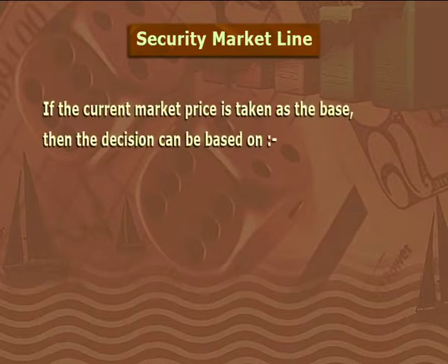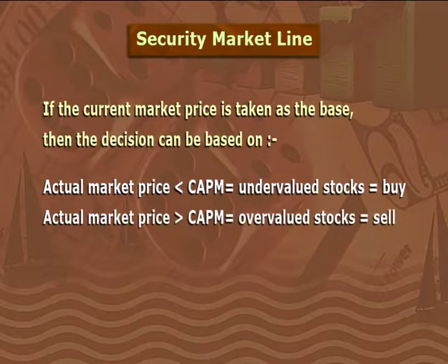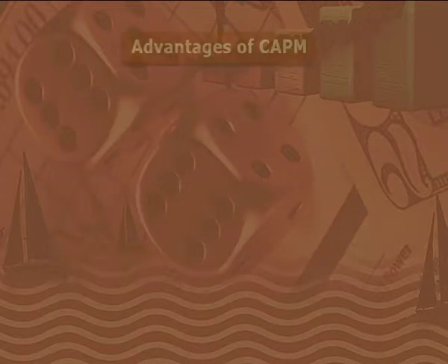If the current market price is taken as the base, then the decision can be based like this. If the actual market price is less than CAPM, the stocks are undervalued and hence can be bought. If the actual market price is greater than CAPM, then the stocks are overvalued and hence can be sold. If the actual market price is equal to CAPM, the valuation again seems to be correct and the investor can hold the same. Let's understand the advantages of CAPM.